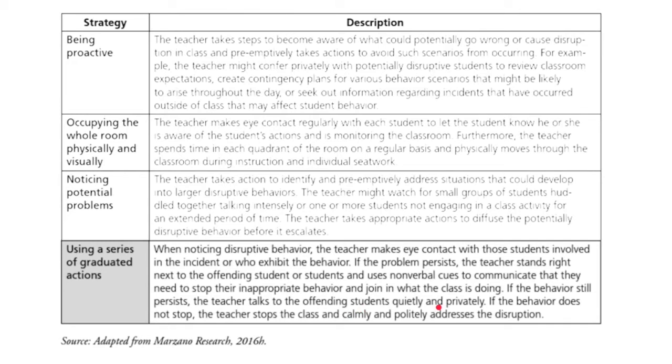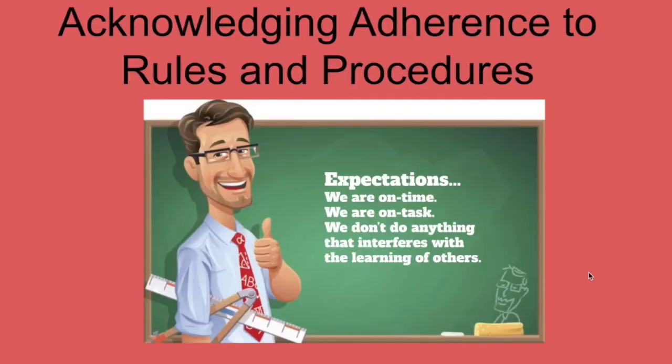Then if the behavior does not stop, we could stop class and calmly and politely address the disruption. But notice we're using a series of graduated actions, increasingly more intense and focused actions in order to demonstrate withitness. Another key component of effective classroom management is acknowledging adherence to rules and procedures.